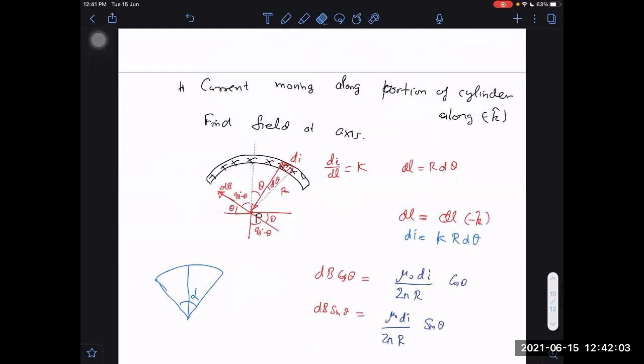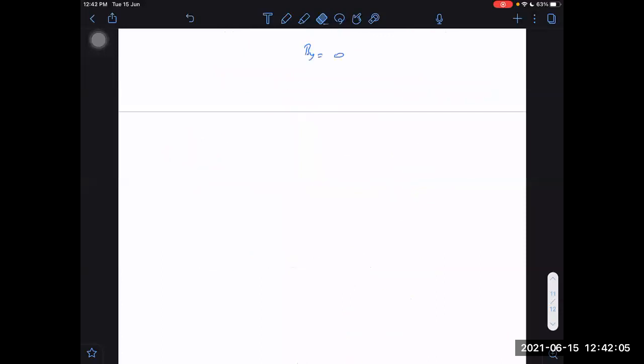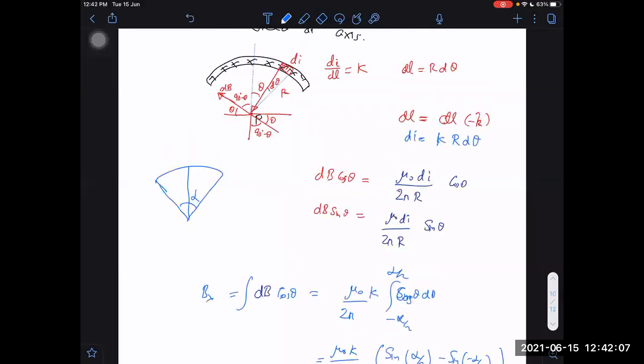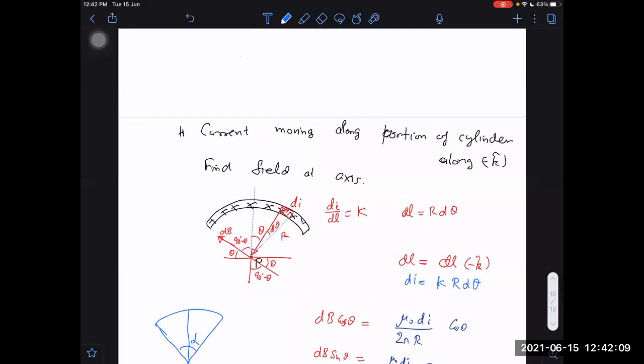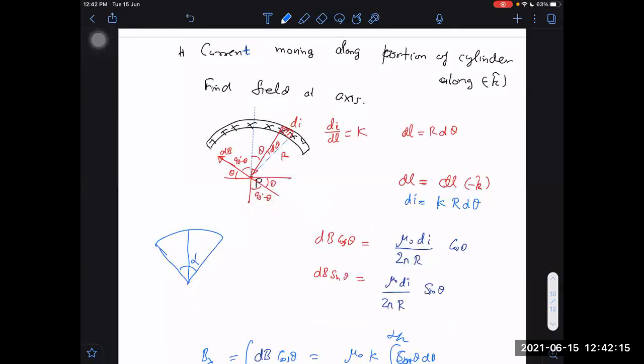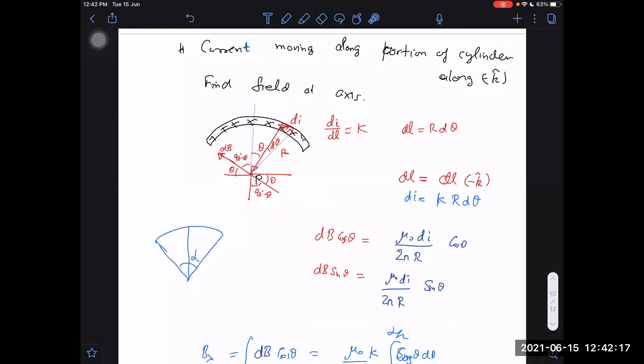The limits are minus alpha by 2 to alpha by 2. How could we take that? We are always taking like that only. Why are you surprised now? As if it is the first time we are doing it. One side angle is minus of alpha by 2. 0 to alpha will be this part only.